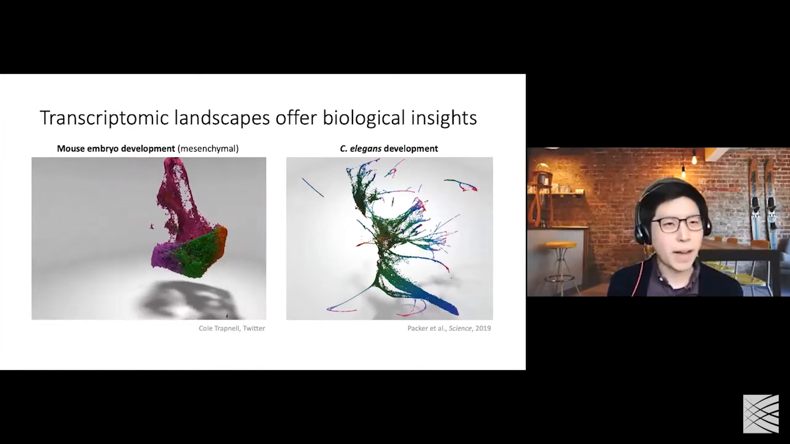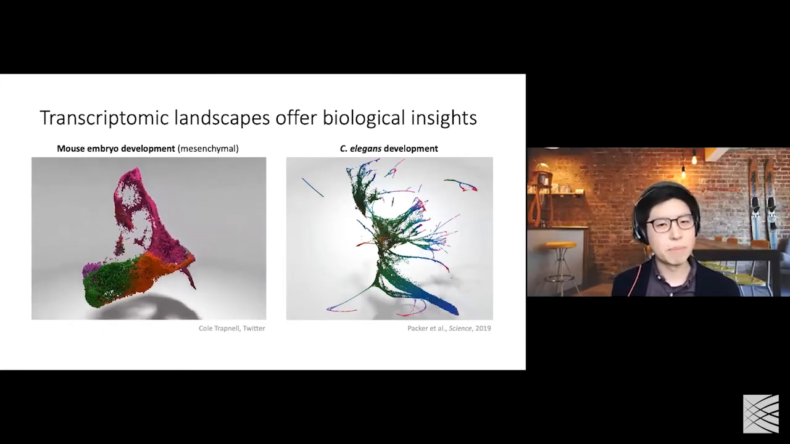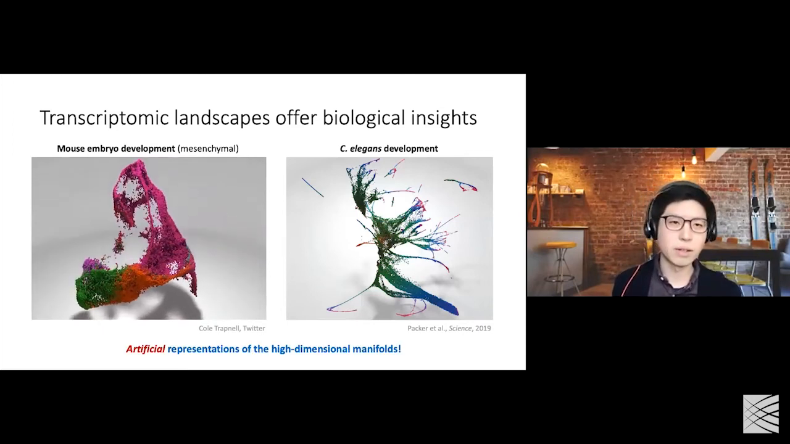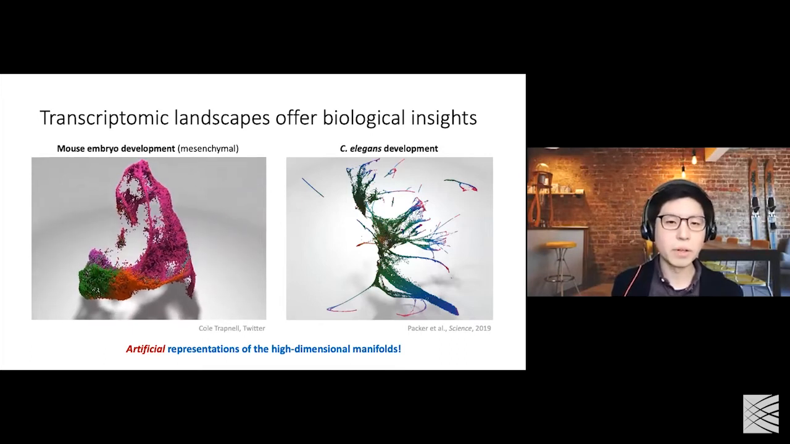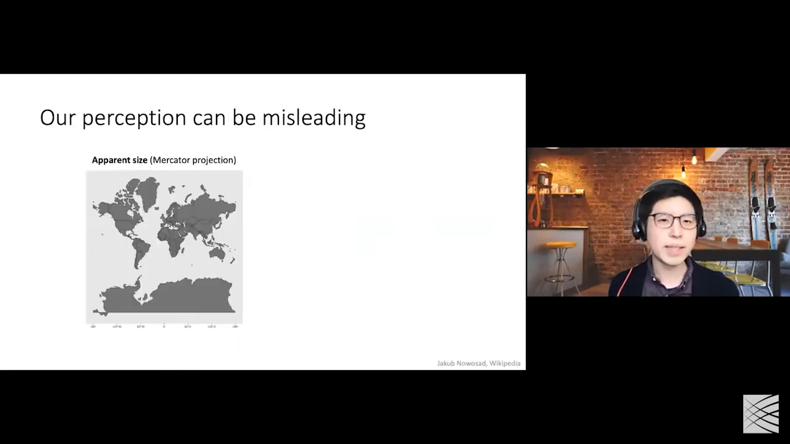However, an important fact that is often overlooked is that when we think about these data sets based on these geometric representations, we're actually working with artificial representations of these structures. And in reality, these cells live in a very high dimensional space with thousands or tens of thousands of dimensions. So this naturally leads to the concern that our perception of this landscape may be misleading.